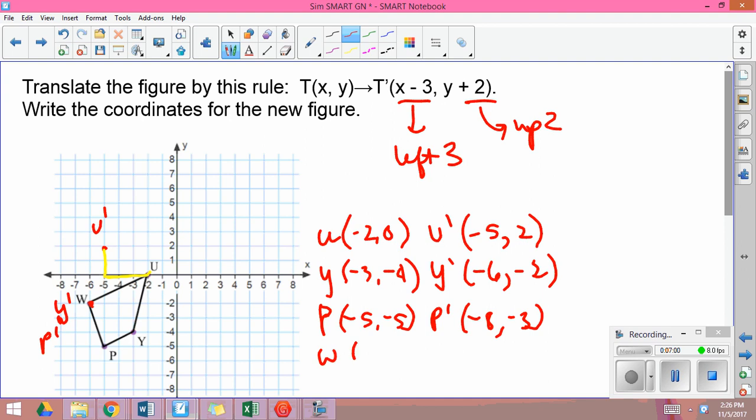And W, my last point, which is at -6, -2, W prime will go to -9, 0, and it will be there. When I connect the dots, again, we can see how that figure was slid 3 and 2. Every point goes over 3 and up 2. So that's all there is to doing a transformation or translation.